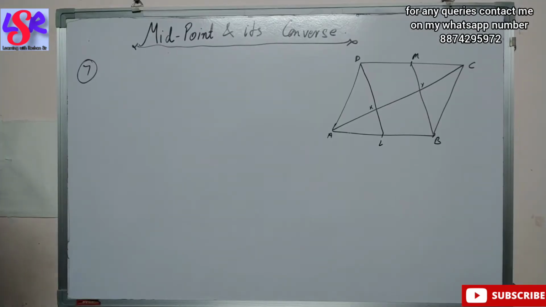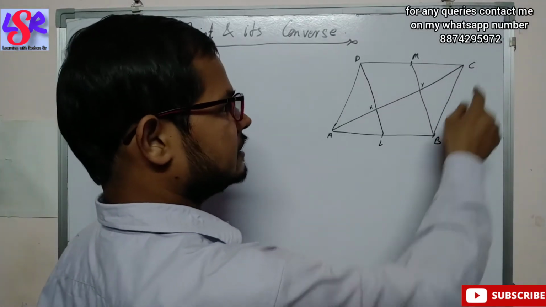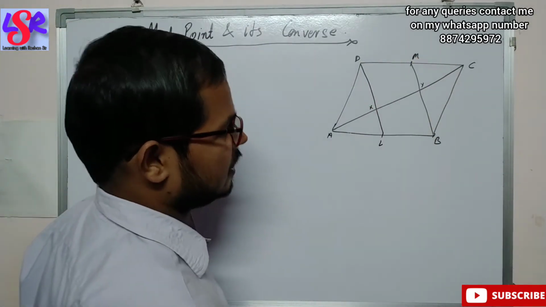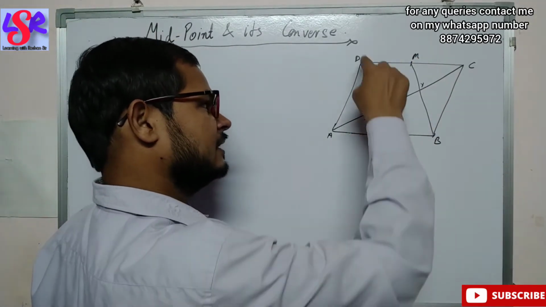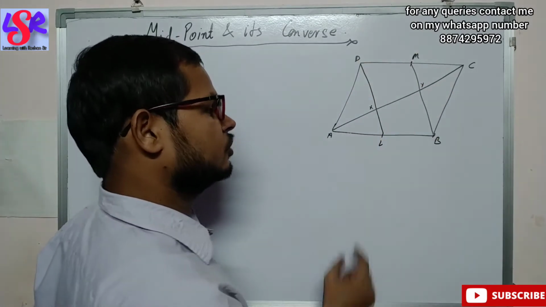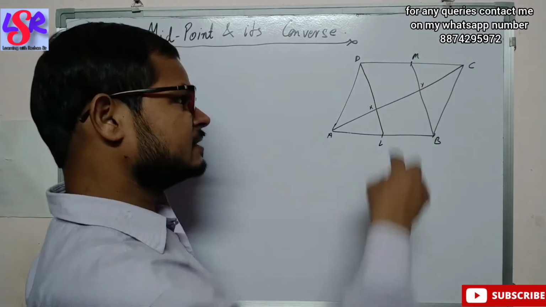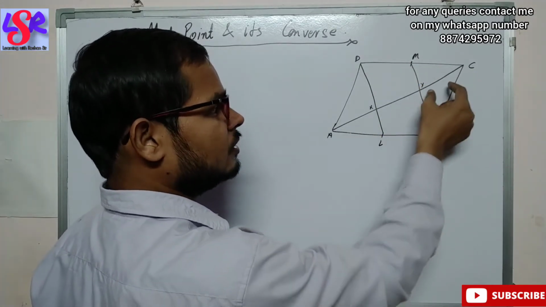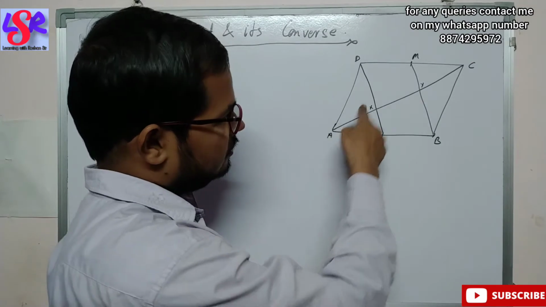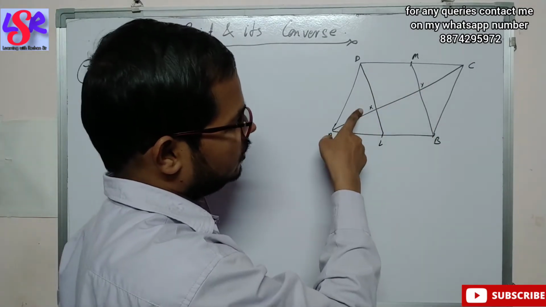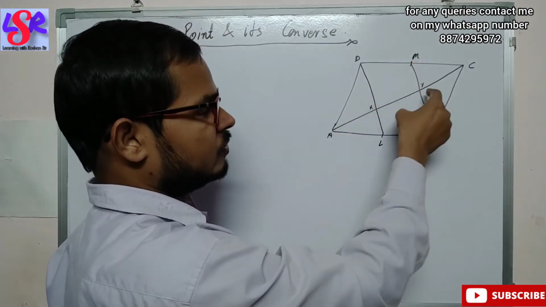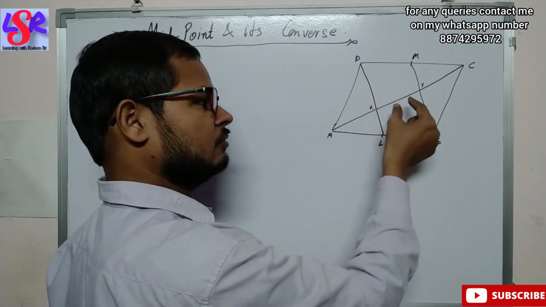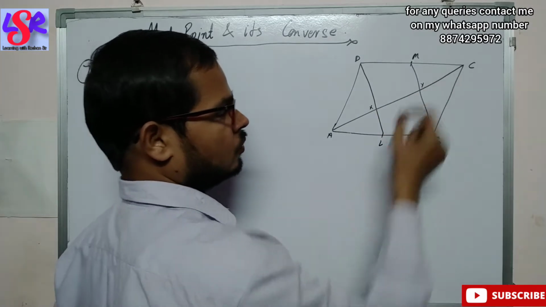In question number 7, we have a parallelogram ABCD in which L is the midpoint of AB and M is the midpoint of CD. Now we have to prove that the lines DL and MB trisect the diagonal AC. That is, DL and MB divide the line AC into 3 equal parts. We have taken the intersection of DL and AC as the point X, and MB with AC as Y. And we have to show that AX equals XY equals YC.